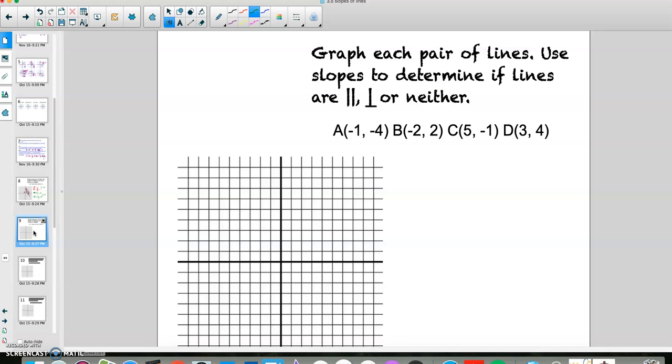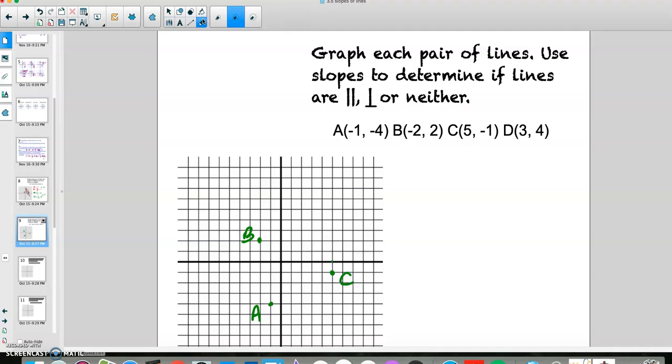All right, let's go ahead and try this one. Let's go ahead and plot it. So we get negative 1, negative 4 is A, negative 2, 2 is B, 5, negative 1 is C.